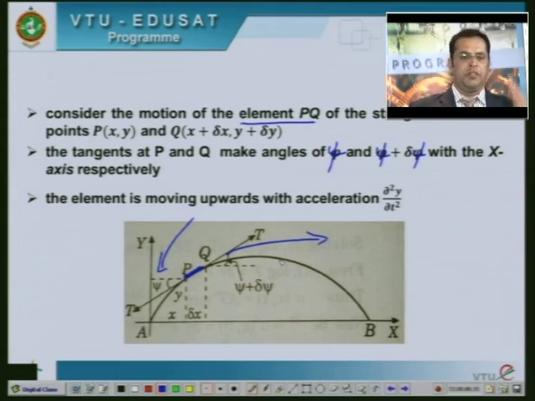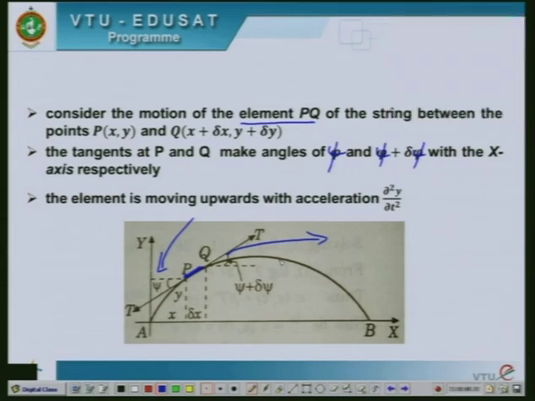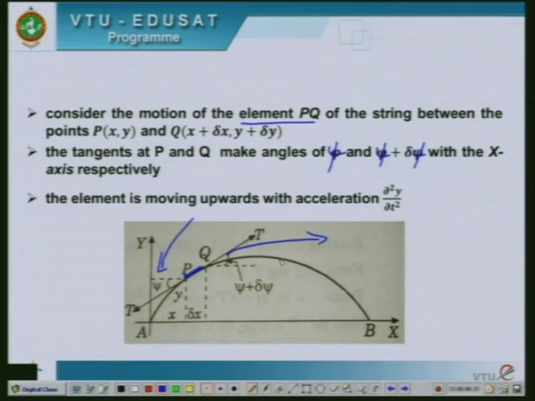So, once vibration starts, obviously you have the component of the velocity and acceleration. Since you are taking this in the xy plane, and you are assuming that the vibrations are along the xy plane, when you pull the string and leave it, these vibrations induce a velocity as well as an acceleration component, and with reference to time, because you are pulling it in the direction of the y axis, the element will be moving upwards with acceleration dou square y by dou t square. You know that friends, the second order derivative is nothing but the acceleration.